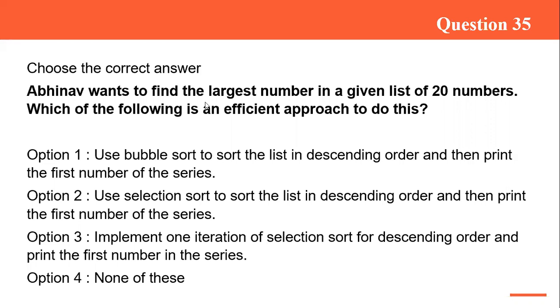Okay. Abhinay wants to find the largest number in a given list of 20 numbers. Which of the following is an efficient approach to do this? Now first tell me, how do you define efficiency, boys and girls? How do you define that it's efficient or not? On what basis will you define efficiency?